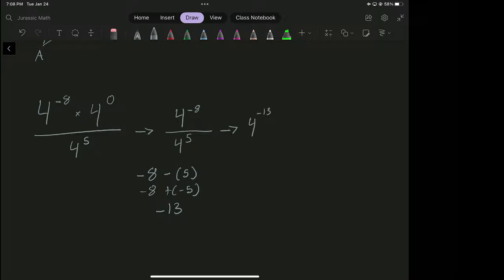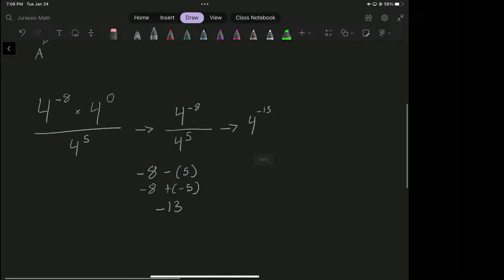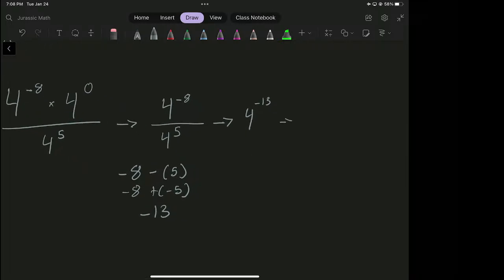And then now, because it's a negative, that just means 1 over 4 to the 13th power. Because a negative symbol only tells that it just goes to the other side of the fraction.